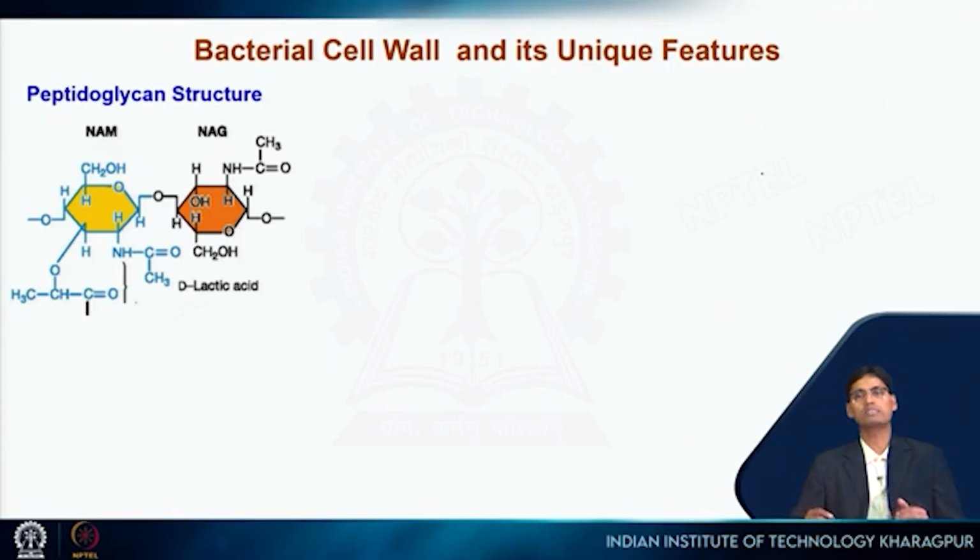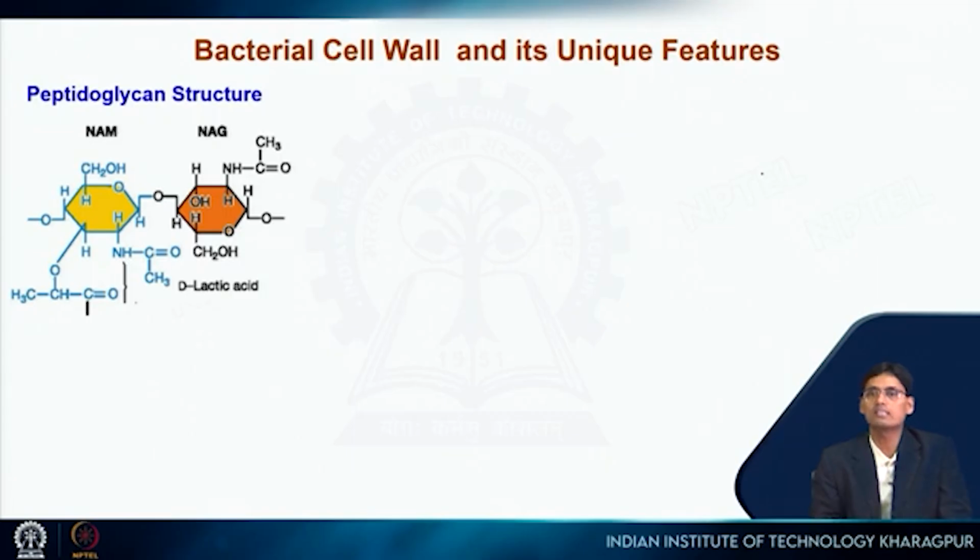The cell wall is very important for therapeutics, for antibiotics also. Peptidoglycan is unique because it is not present in the plant cell wall, and animals don't have a cell wall. So if we can target peptidoglycan synthesis, if we can stop it, then we can prevent bacterial growth, right? That's why it is very important.